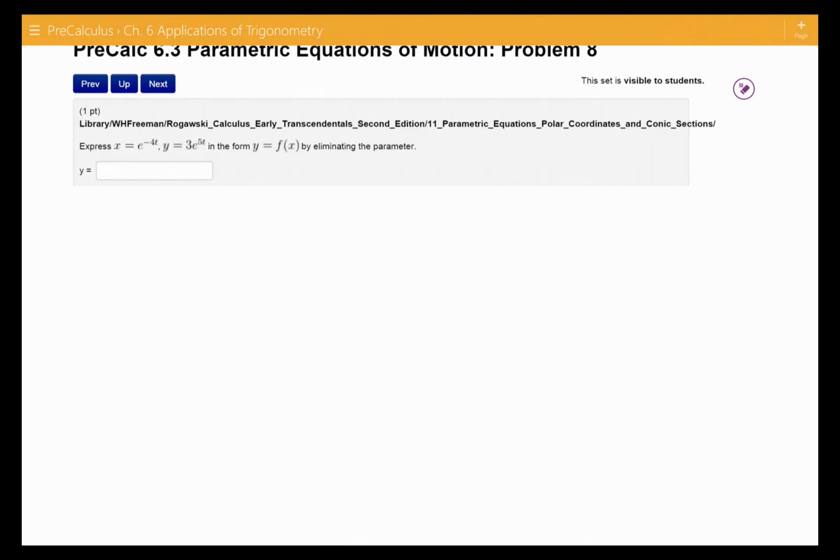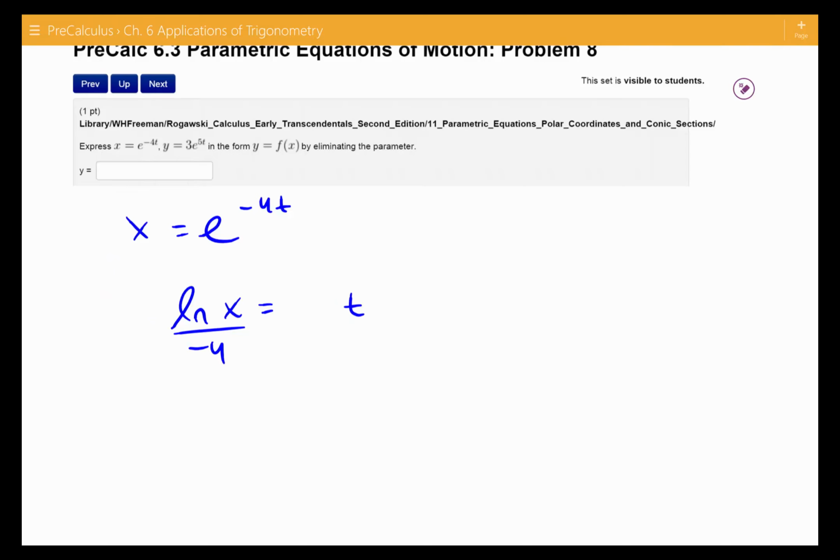Okay, the next problem we want to do the same thing. Solve one of these for t and plug it in. So I'm going to take the first equation here, and I'm going to do natural log base e of x. The argument equals the exponent because the log is an exponent, so I changed it from exponential form into log form. And then I can divide by negative 4, and that gives me t.